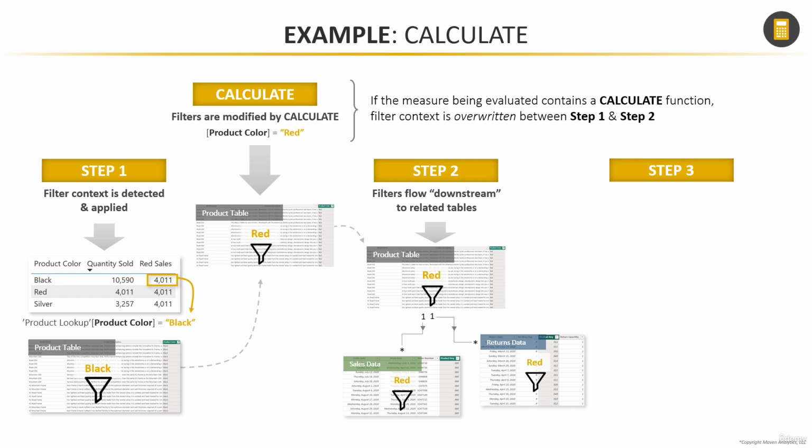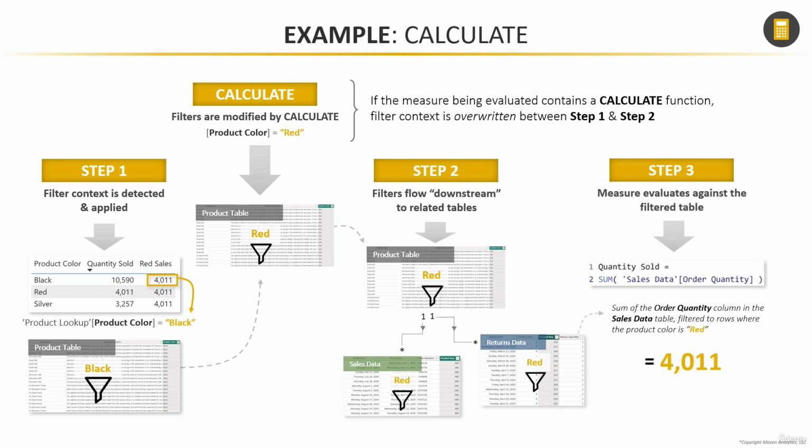So now the filter context is for product color where the color equals red, and that passes to any downstream connected table. We're using the black row here as an example, but it's the same for any other product color that would show up on the rows of that matrix.